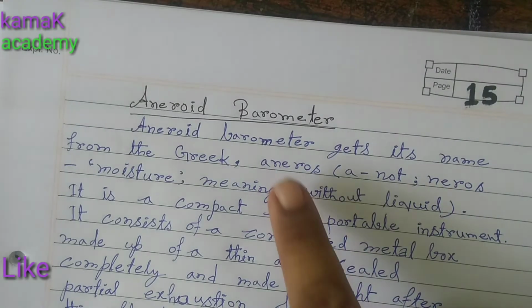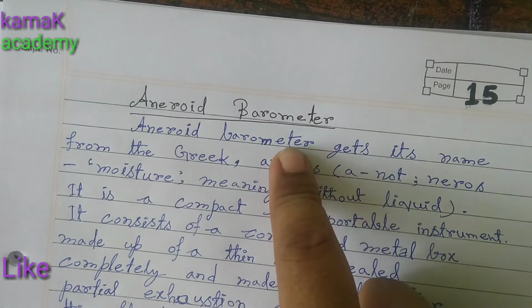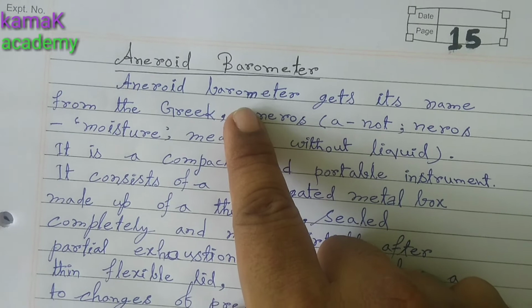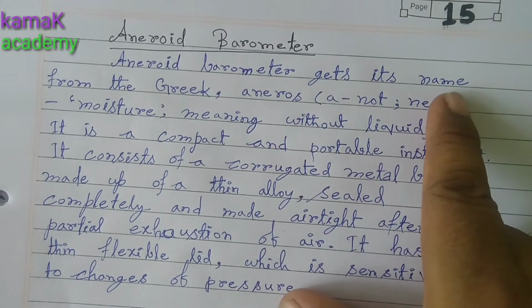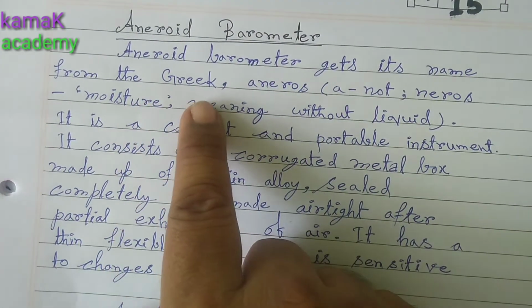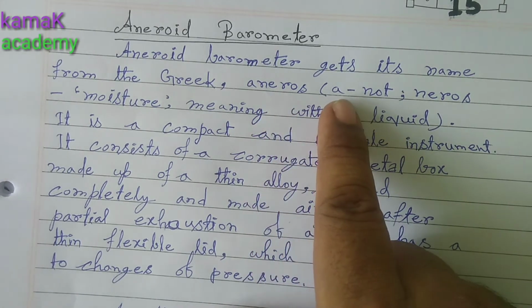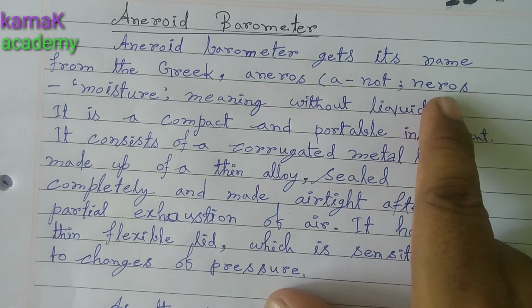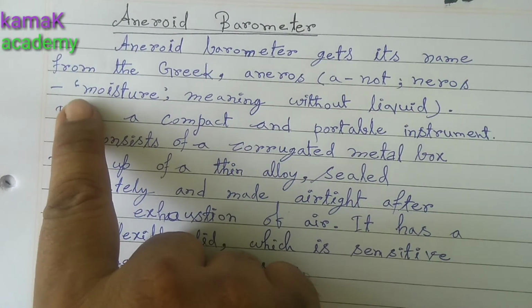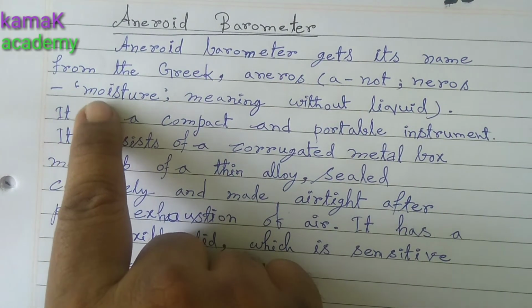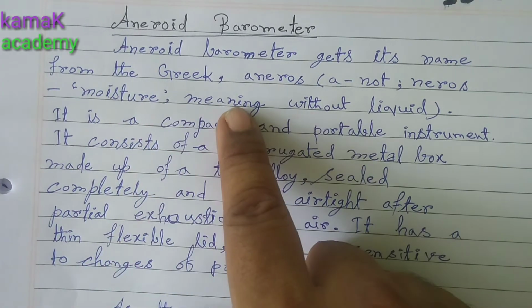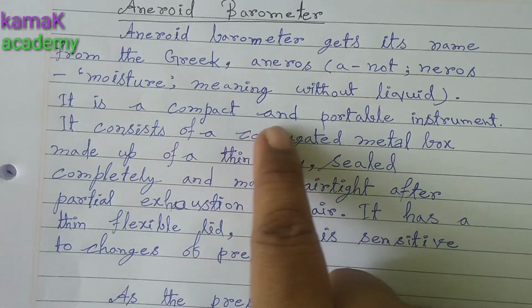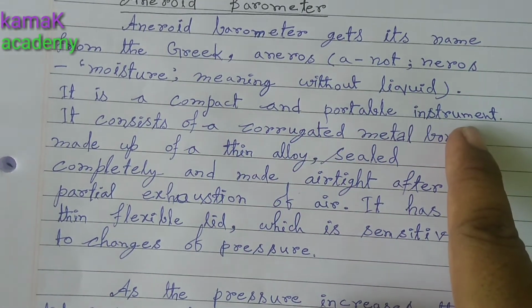Okay, come to the point. Aneroid barometer. Aneroid barometer gets its name from the Greek aneros (a-neros), 'moisture', meaning without liquid. It is a compact and portable instrument. Full stop.